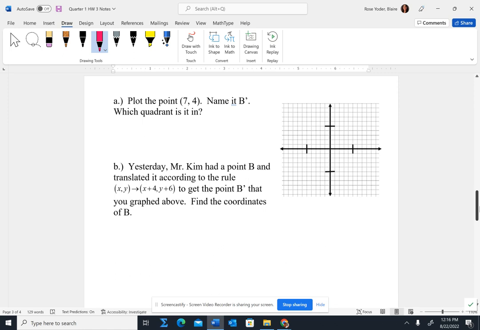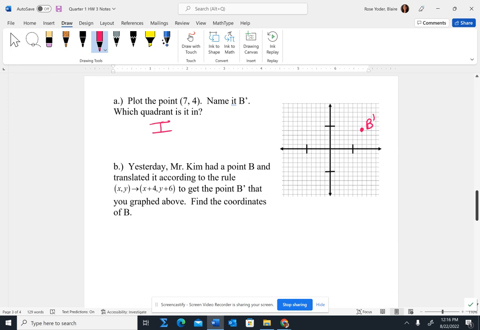All right, here's problem number 2. It's a little bit of a working backwards problem. So let's plot the point 7, 4. This time, did you notice we're not naming it B, we're actually naming it B prime. So that's the image of a point that started somewhere else. It's in quadrant 1 where everything is positive. And then yesterday, Mr. Kim had the original point B, and he shifted it according to this rule to end up at the point B prime that we just plotted.